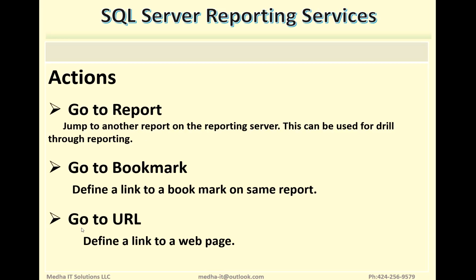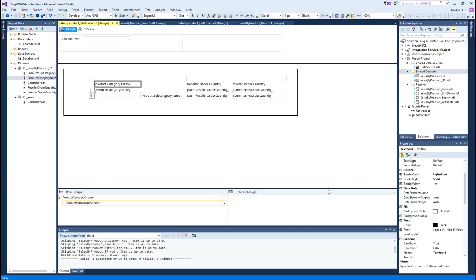The third action that is available is go to URL. The go to URL action enables us to jump to a specific web page which is external to the reporting services. So, we can define a link to a web page, which can be a web page or maybe some survey or any external web page, from the SSRS report. So, these are the three actions available within SSRS reports. We will try to see how each one works and how to define the actions within the SSRS report.